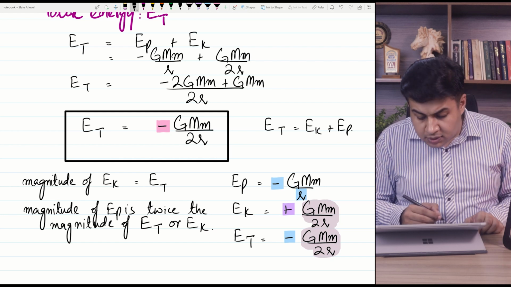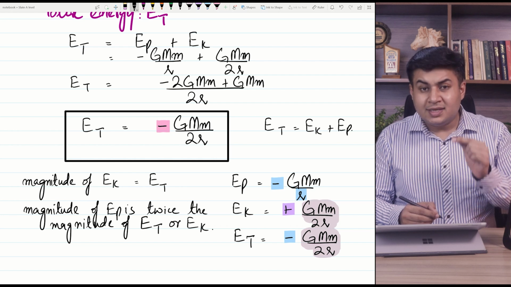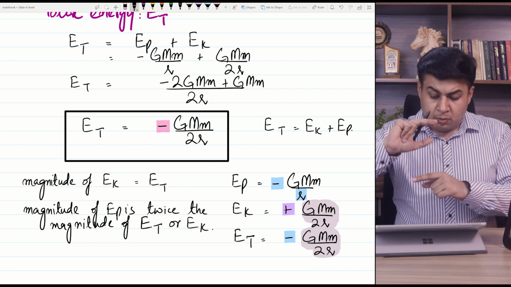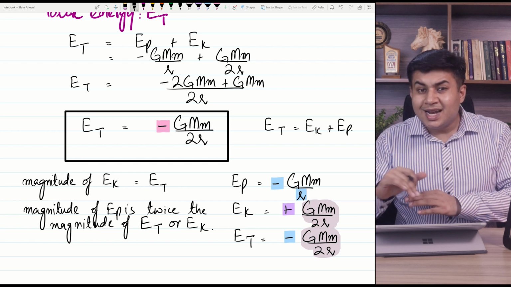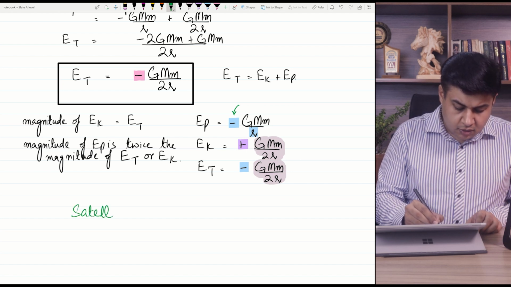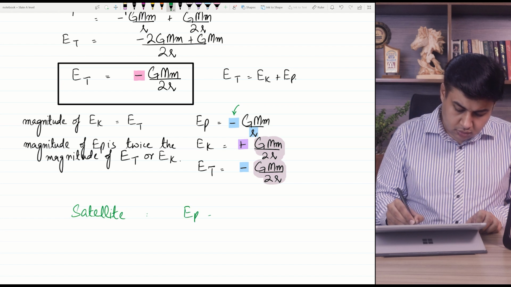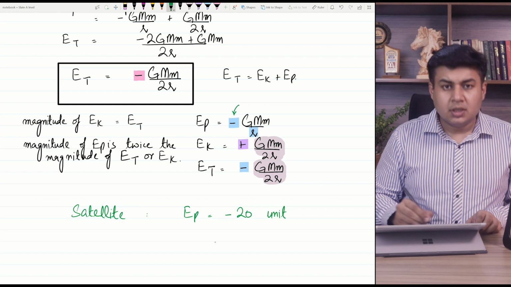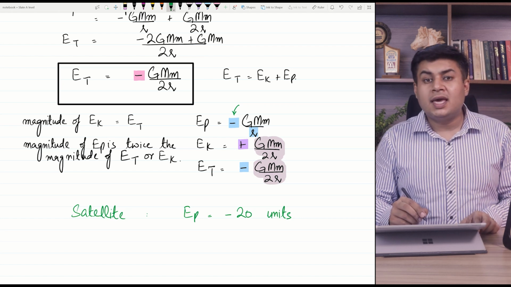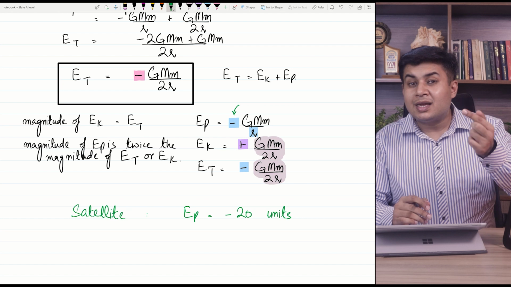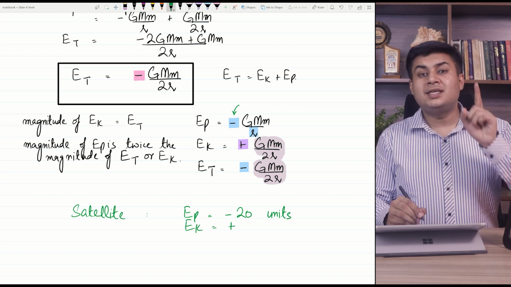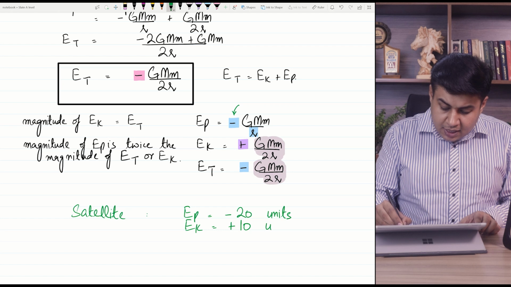ठीक है, so kinetic energy is positive but half in magnitude. ठीक है, total energy is negative but half in magnitude, but potential energy has twice the magnitude. So अगर मैं आपको randomly कहूं कि there is a satellite which has potential energy equal to minus 20 units, right? So what will be its kinetic energy and what will be its total energy? तो आपको ये पता है कि kinetic energy और total energy का magnitude potential energy के magnitude से exactly half होता है. तो आप कहेंगे kinetic energy का sign positive होता है और magnitude half होता है. So kinetic energy is 10 units, right?